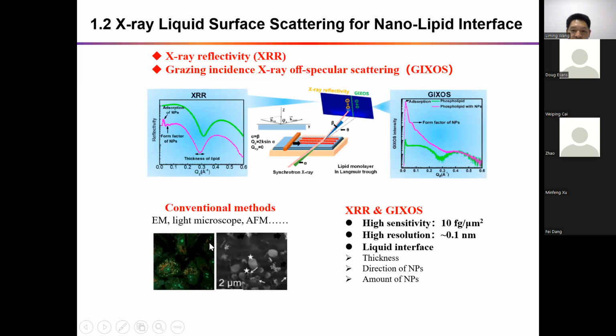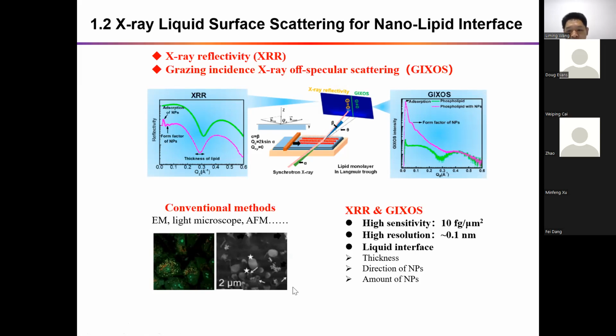For example, to study the interaction between nanomaterial and lipid, we could use electron microscopy and AFM. But with these methods, most of the time they need a dry environment. Also, the imaging needs some dyes to stain the samples. They are not the real information. So X-ray based liquid techniques can provide the in situ liquid environment structures.